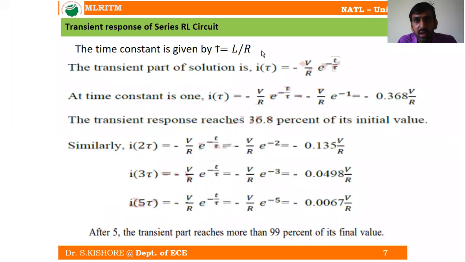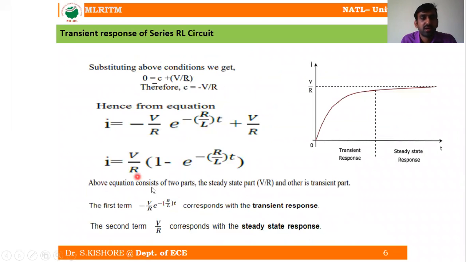So now let us do one more analysis from this. In the previous expression, which is V by R into 1 minus e power minus R by L into T, R and L are constant values, because these are the values of the resistance and the inductor. So we can write the same expression as e power minus t by tau.